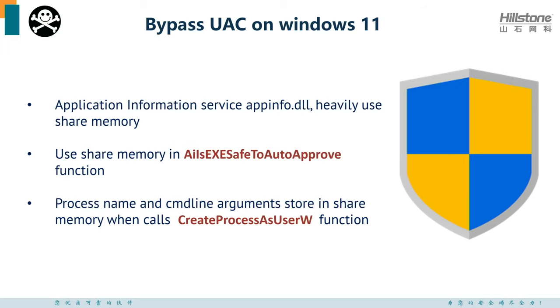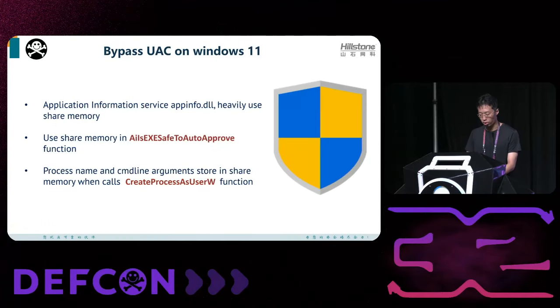By passing UAC, how it works: the key function inside the application information service in UAC service. Luckily, the service accessed the command line argument from the shared memory without copying it to the heap buffer, so we can have a chance to use this. And also, the program name and the command line argument are also stored in the shared memory. The UAC has a special feature. When the client executes some special program, they will not launch the safe confirm window. So we can use the feature to launch an arbitrary program without it launching any confirm window from the AppInfo service. So we can bypass it.